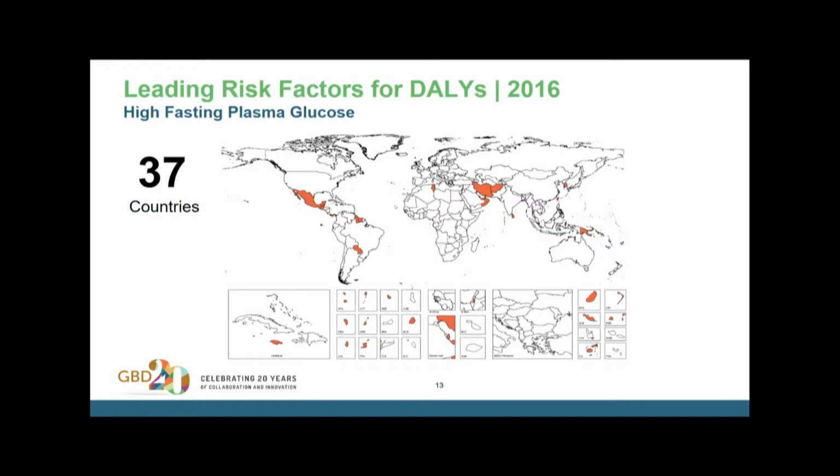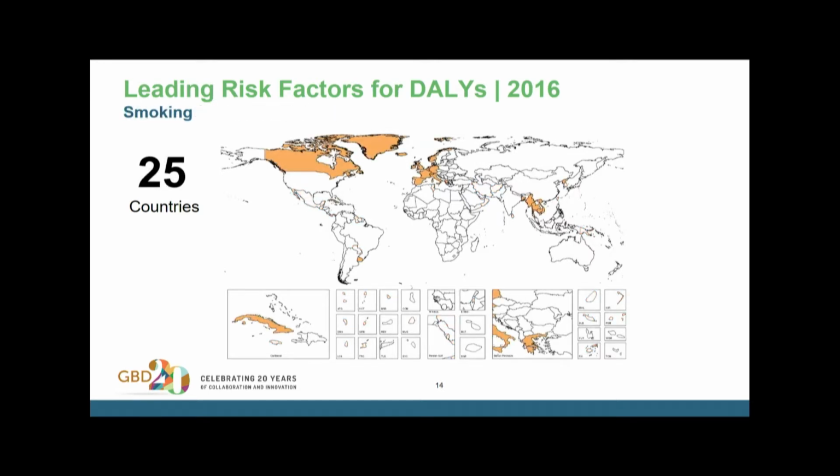The second most common risk factor for dialysis was high fasting plasma glucose. In 37 countries, it was the leading risk factor, and mostly, as you can see, in Mexico, Iran, and small countries of Oceania. Smoking was a leading risk factor for dialysis in 25 countries, Canada, countries of Western Europe, and Southeast Asia. High body mass index was the leading risk factor in the United States, Australia, and 21 other countries, specifically countries of the Middle East. And unsafe sex was the leading risk factor for mortality in 19 countries, so mostly in sub-Saharan Africa.